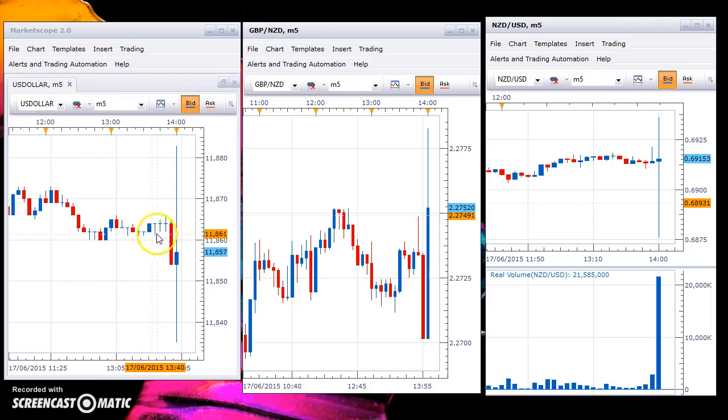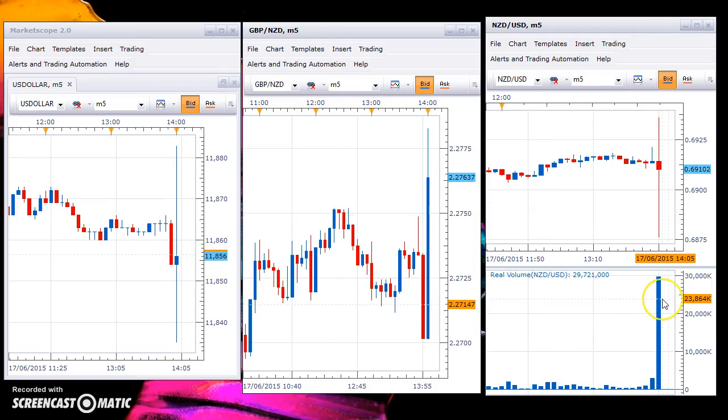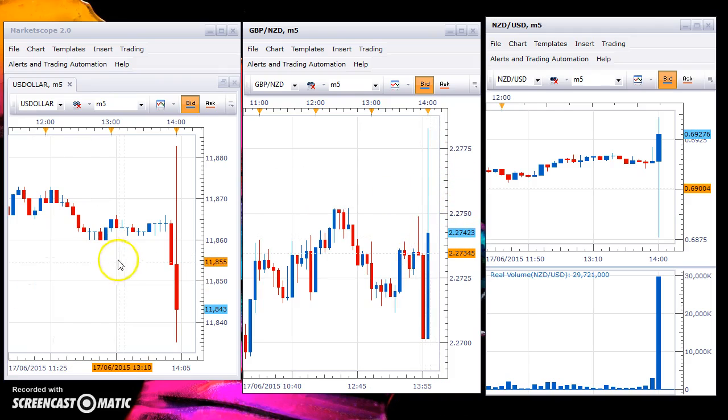But Fed leaves rate unchanged, downgrades GDP, unemployment rate, and inflation forecast relative to March. So this is what we're getting. Look at the volume here, 30 million units in 5 minutes for the Kiwi dollar. Like the Euro USD, squished into a doji. No direction yet. Pound Kiwi, very bullish somehow.